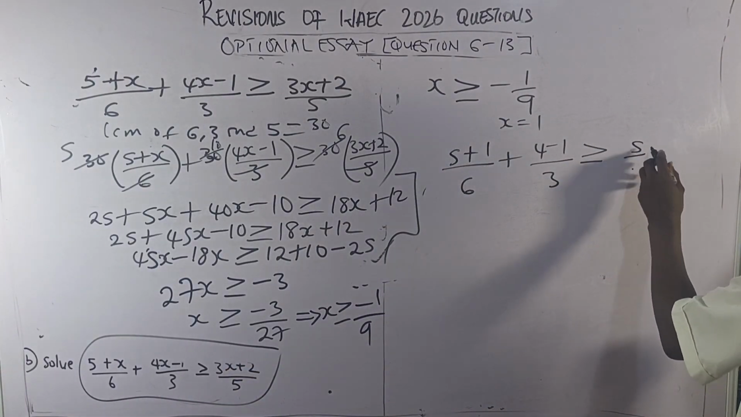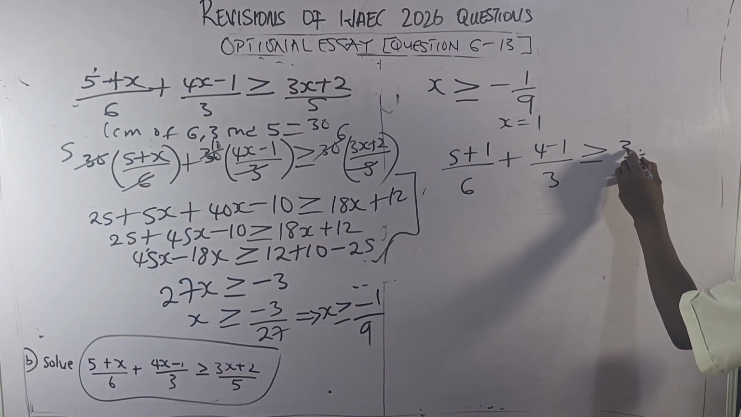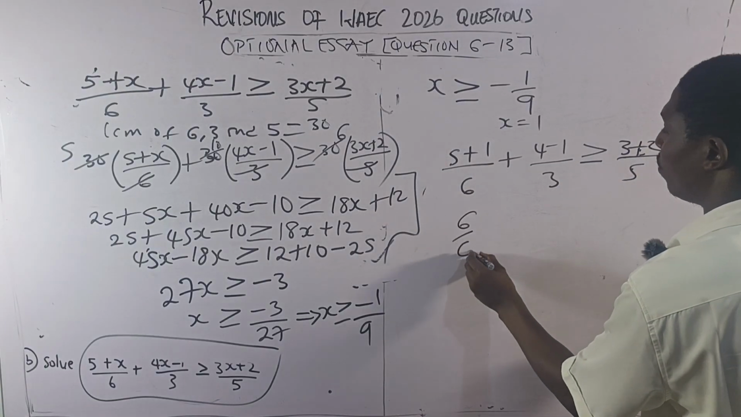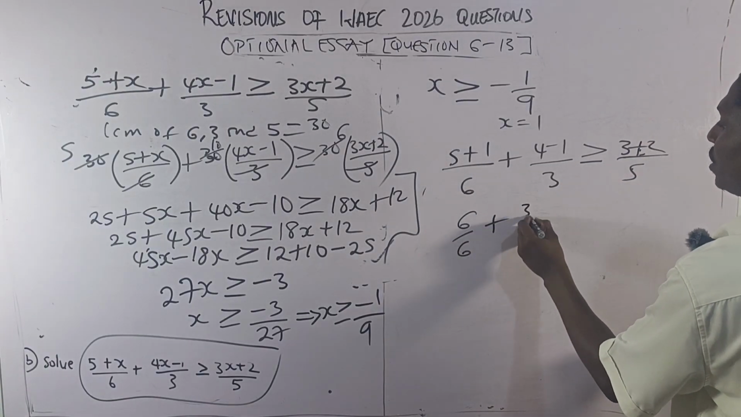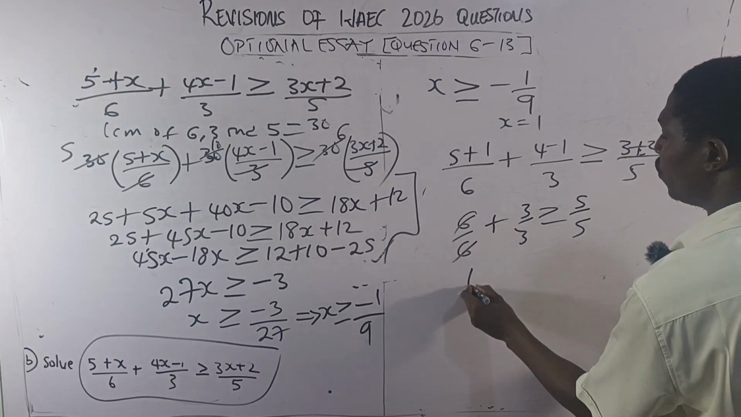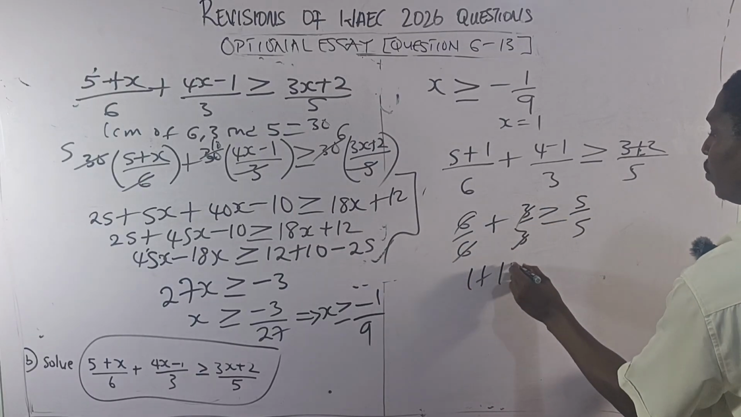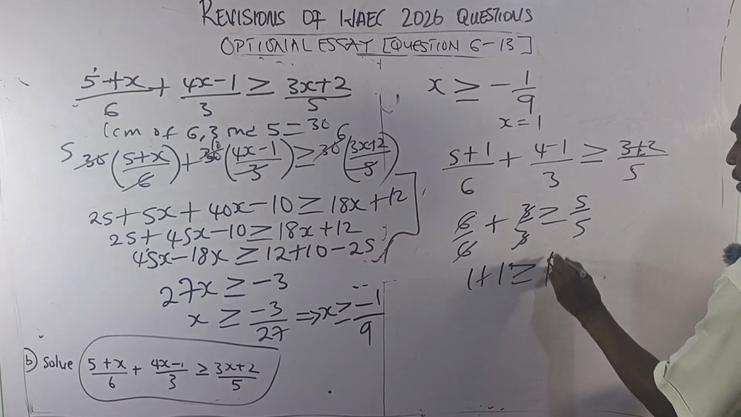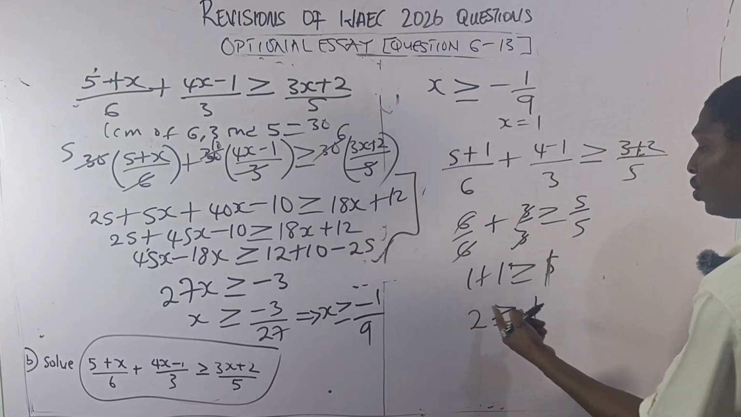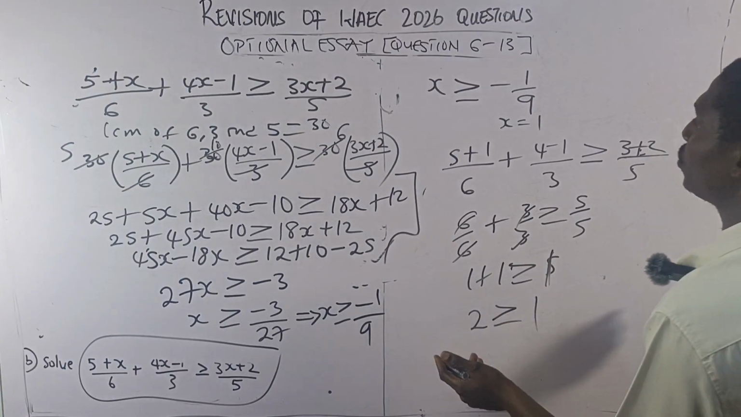5 over what? Let me write 3 times 1, 3 plus 2 all over 5. This will give me 6 over 3, which is 6 plus 3 over 3 greater than or equal to 5 over 5. This will give me 1 plus 1 to be greater than or equal to 1. And 1 plus 1 is 2, which is greater than or equal to 1. 2 is greater than 1. So our solving is correct.